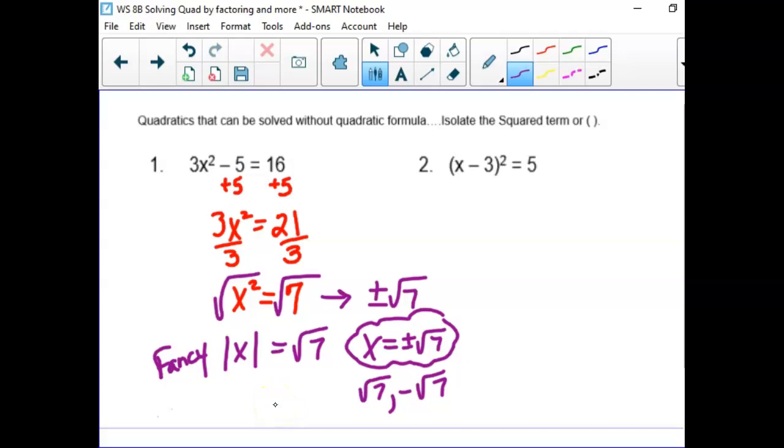Yes. You would just need to square root and tell me the answer is plus or minus square root of 7. Okay, does that answer your question? Yeah.